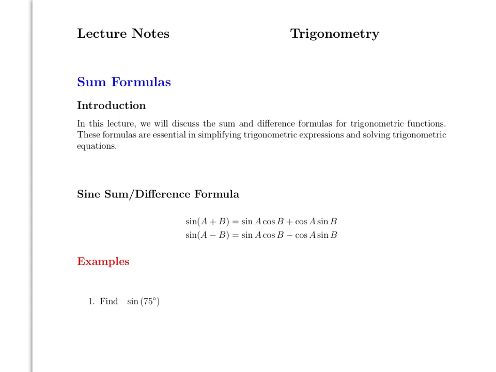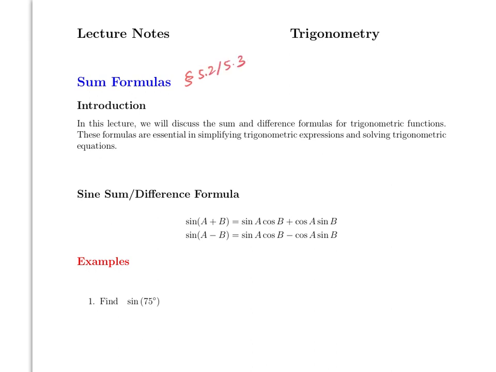Okay, so this is essential in simplifying trigonometric expressions and solving trigonometric equations later. We already solved some trigonometric equations. That's why we're going back to, this is technically chapter 5. So this is, I believe, section 5.2 and 5.3 in the book.